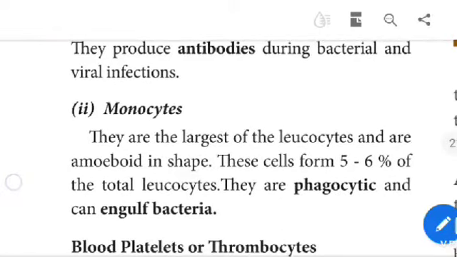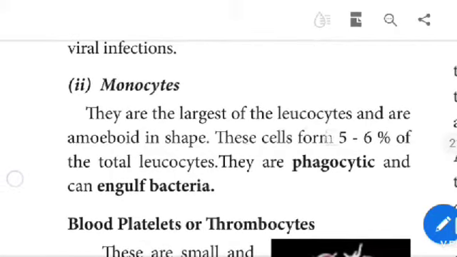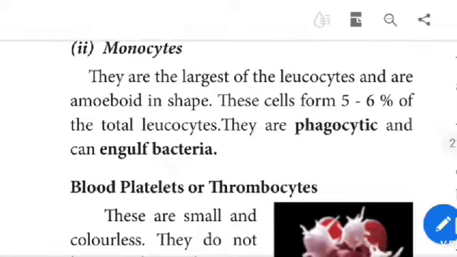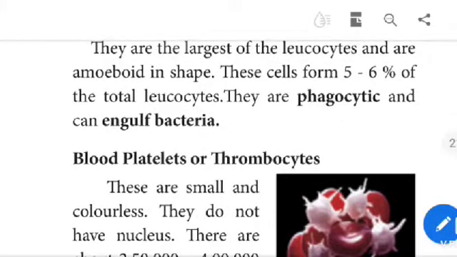Monocytes are the largest of the leukocytes and are amoeboid in shape. These cells form 5 to 6% of the total leukocytes. They are phagocytic and can engulf bacteria.